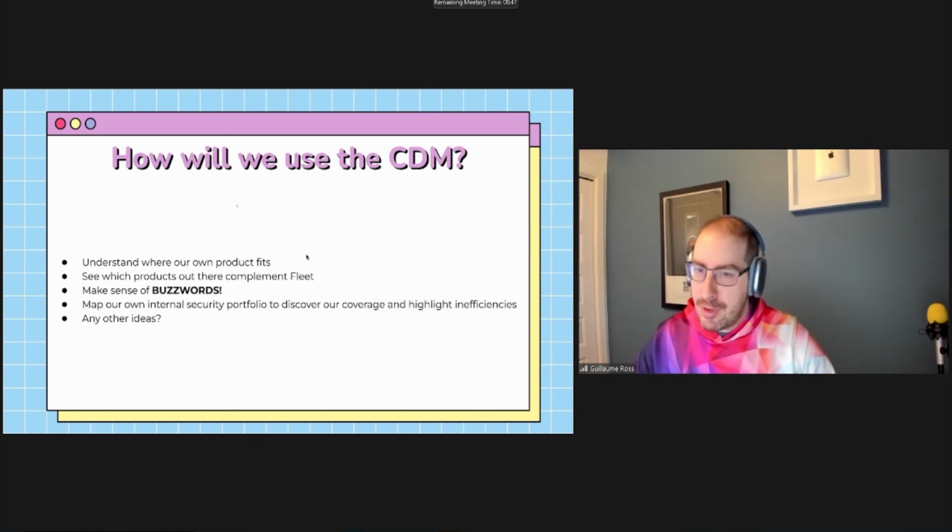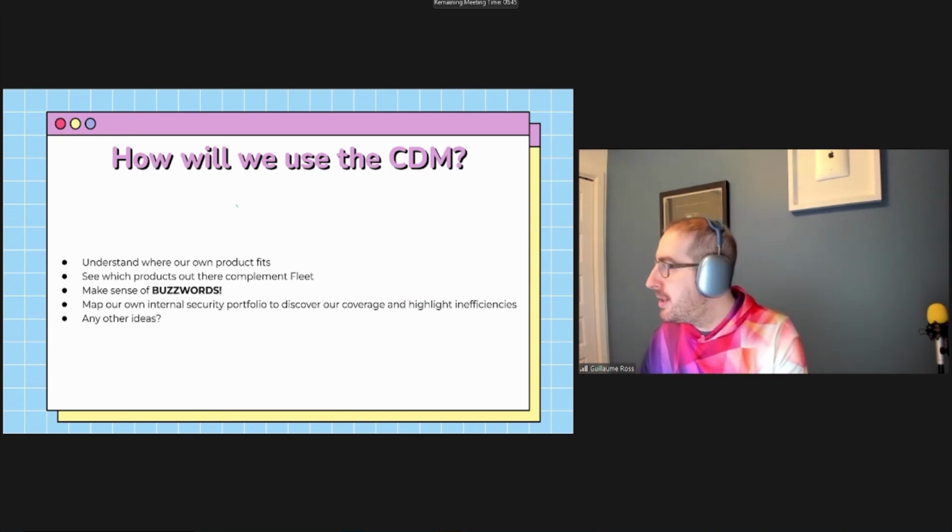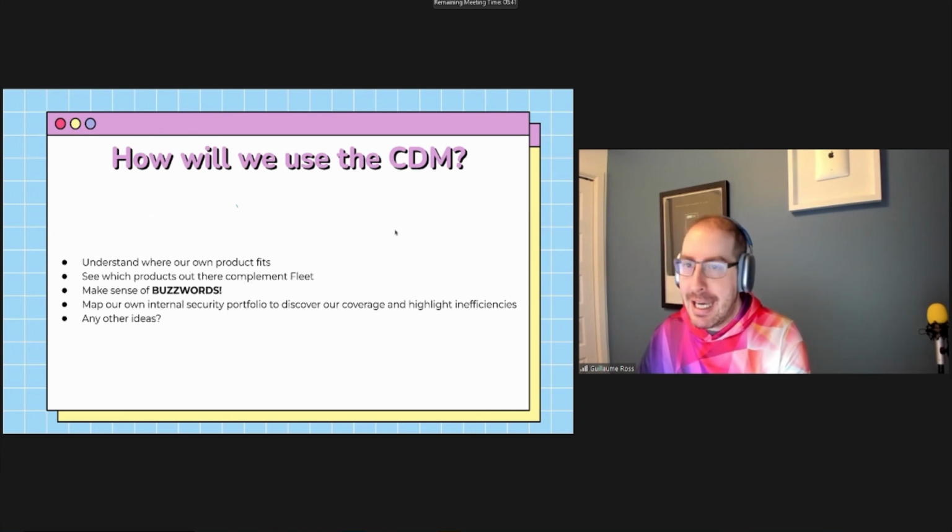My Chrome just froze for some reason. No, it did not freeze. I just suck at Zoom and I'm still annotating.